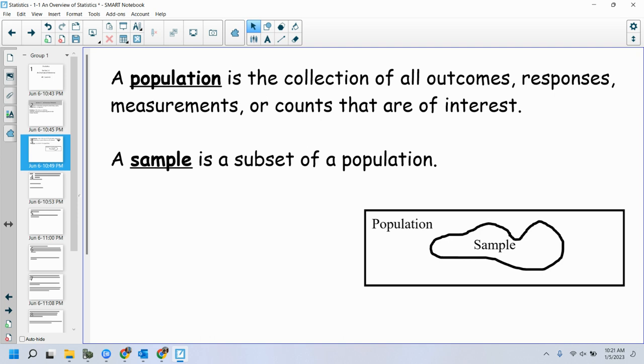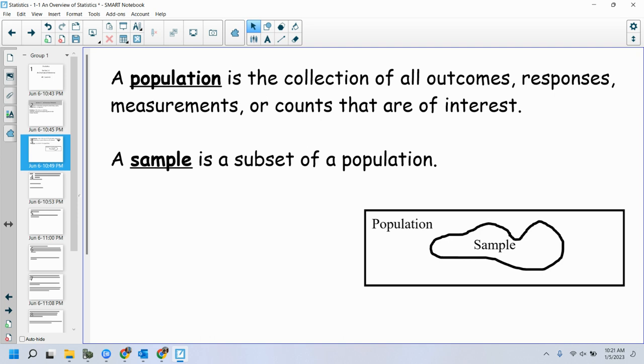And the sample that you take out of that population must be random in a lot of cases, or in all cases, in best cases. Best practices should be random. So a population is the overarching group. The sample is the subset.